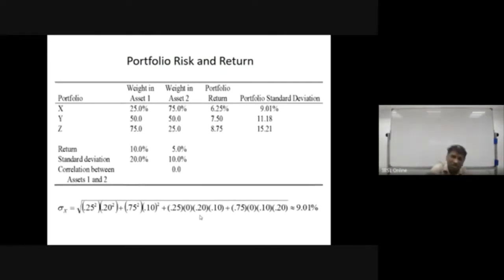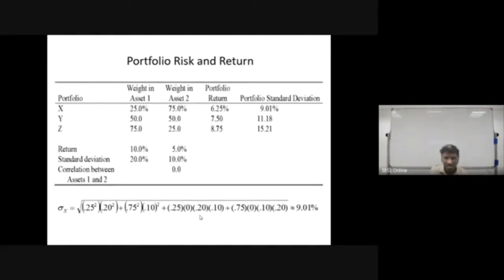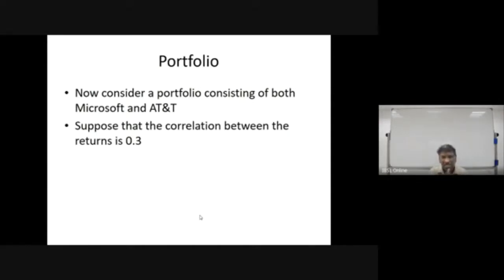And you can also build a value at risk for your total investment value using portfolio standard deviation. So you can measure the value at risk of the entire portfolio, like what we did for individual stocks. Now for Z and X, I have given the calculation using the formula for sigma squared p, which is what we did in the last part, right? 9.01. You can get the same way 11.18, 10, 15.21.